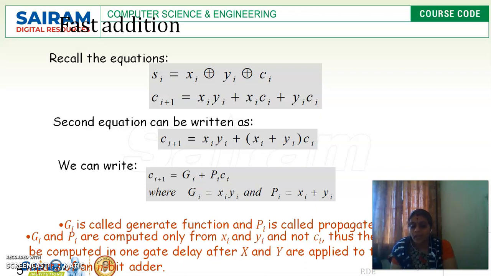And see, if you see here, the Gi is a multiplication of Xi and Yi, and Pi, propagate, is a combination of Xi and Yi. Here we are not taking the Ci. So with the carry we don't have any work, only the Gi and Pi are computed from the Xi and Yi, not with the Ci. Okay, these can be computed in one gate delay after x and y are applied to the inputs of the n-bit adder.